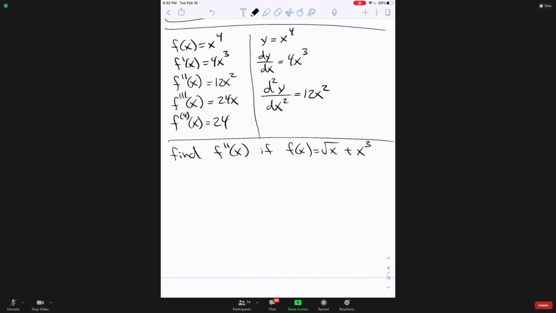All right, so let's go over this here. f of x equals, I'm going to rewrite it first, x to the 1/2 plus x cubed. The derivative will be 1/2 x to the negative 1/2 plus, what's the derivative of x cubed? 3x squared. Yes.